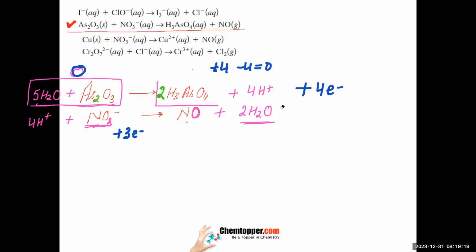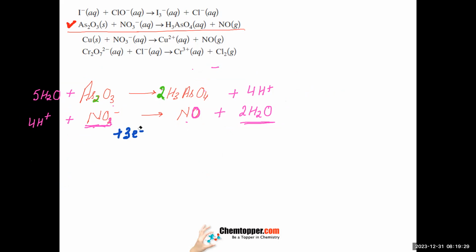Okay, so we are done with the balancing of the charges and with the balancing of the hydrogen, oxygen, arsenic, nitrogen, everything is balanced. So I'm writing it neatly again. This is 4 electrons here. This is 3 electrons here. Which one is oxidation? Let's say this is equation 1. This is equation 2. Which one is oxidation? Which one is reduction?